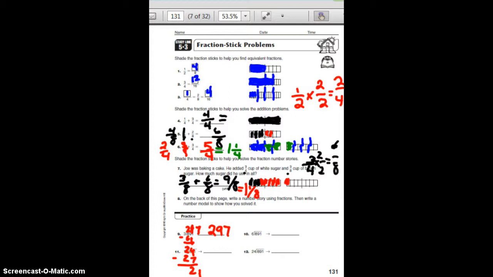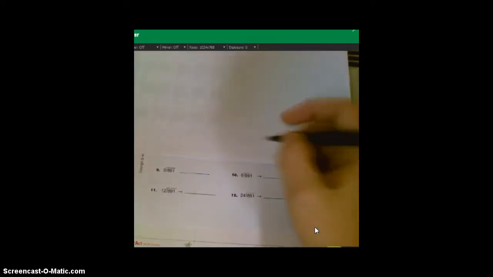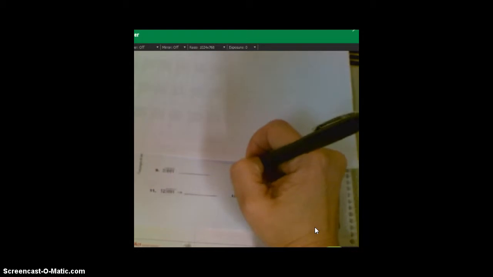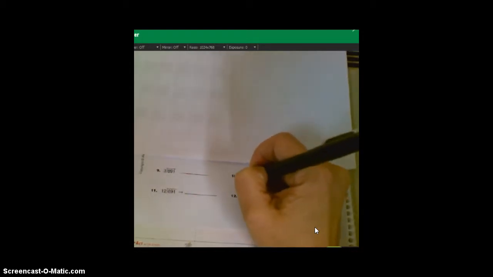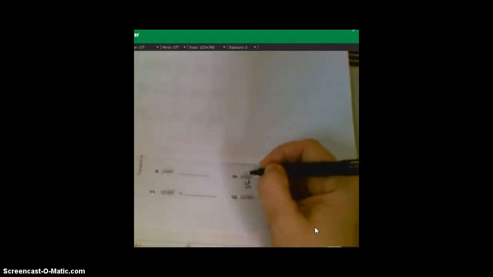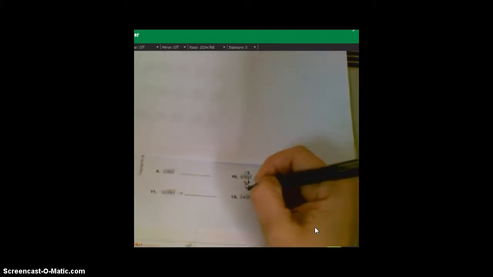And I'm going to stop for a minute and I'm going to switch to the dot cam because this is too hard to read. Alright, so we'll finish off here with our dot cam. 6 times 1 is 6. Subtract and you'll get 2. Bring down your 9. Now you've got 29. 6 times 4 is 24. 6 times 5 is 30. That's too big, so it must be 4. 24. Subtract, you get a remainder of 5.